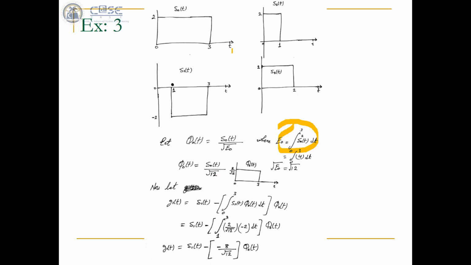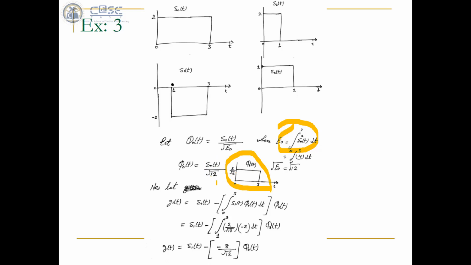S0 of t is represented here, and all you have to do is divide the amplitudes point by point by the square root of 12. Here it is represented for you. So now the first basis function is mathematically represented here and graphically represented there.